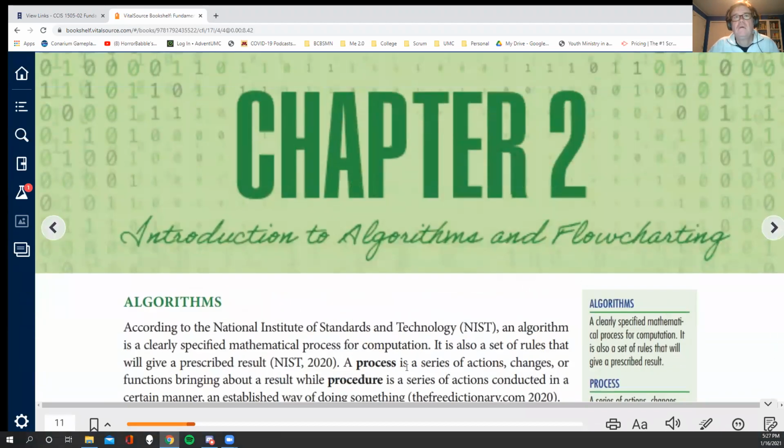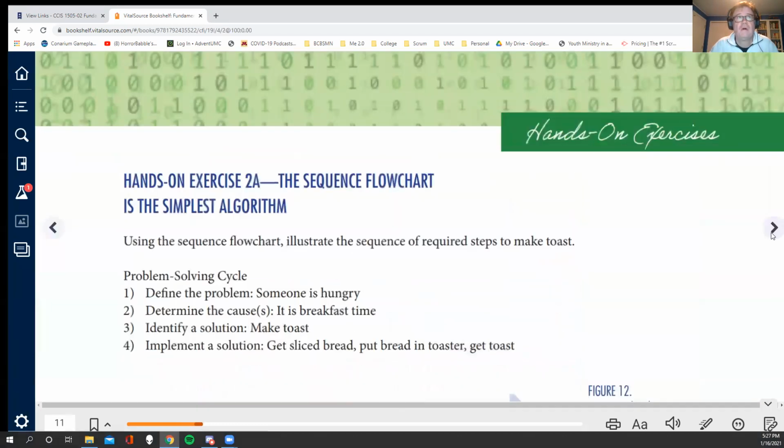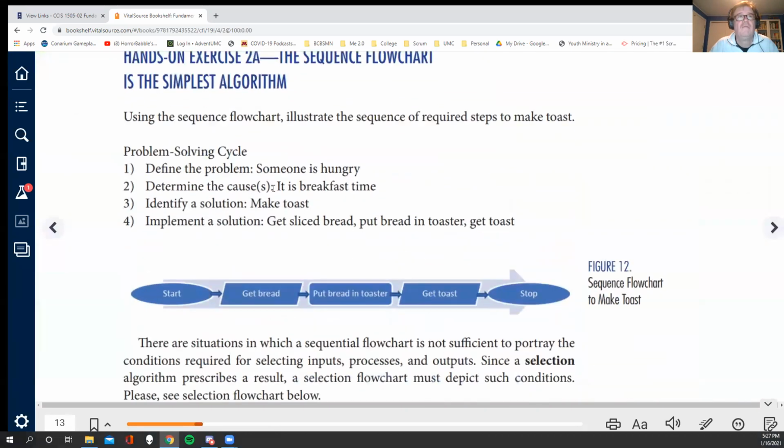But when I talked already about what an algorithm was, an algorithm really is pretty darn close to a recipe. It's a series of steps. And it says here, clearly specified mathematical process of computation. I'm not sure I agree with mathematical, but sure, it's basically a series of steps. And one of the examples in this chapter was this idea of making toast.